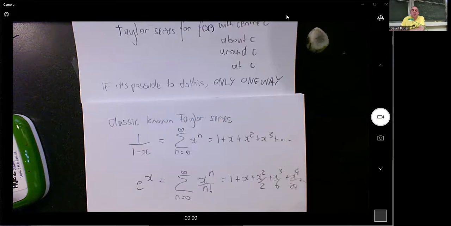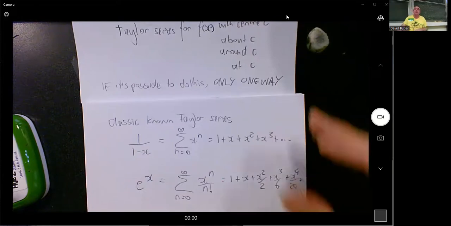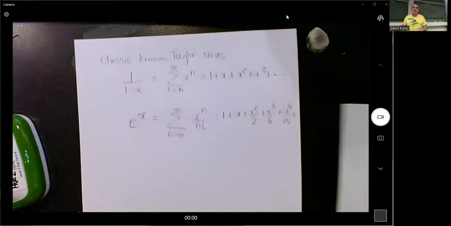Not sure if they expect you to remember the Taylor series for sine and cos. So I'll do the one for sine.